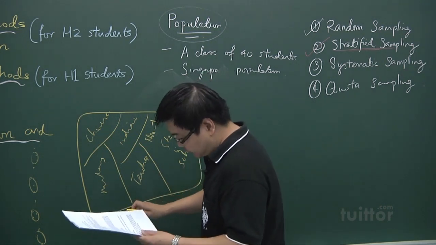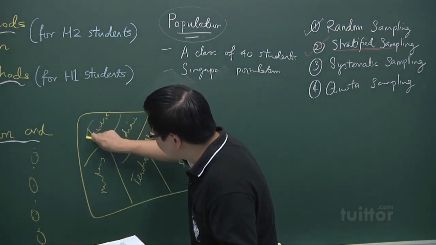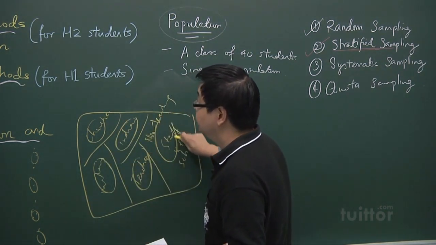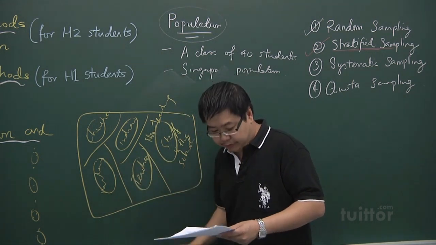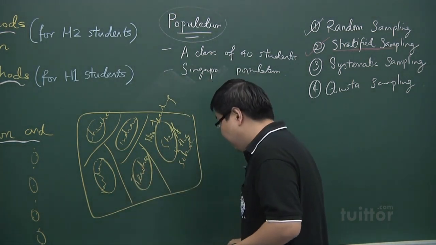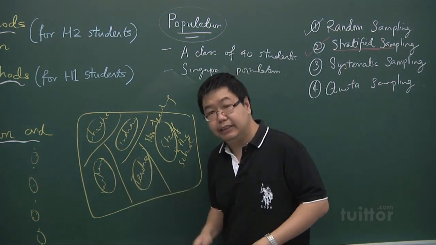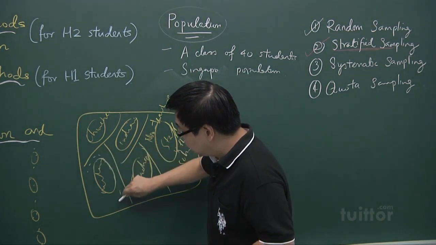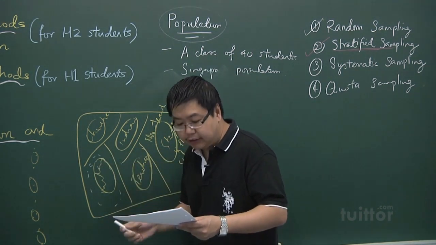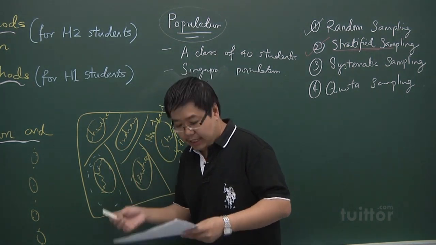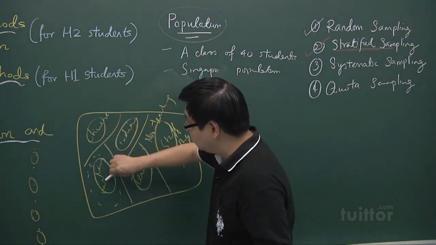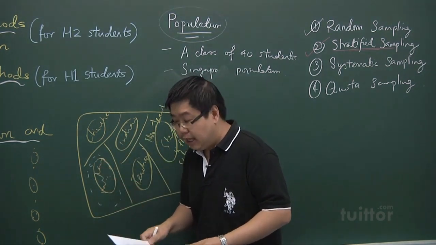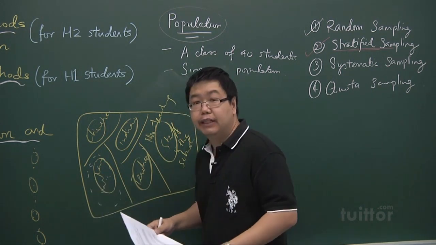And then we will select a sample from each of these subpopulations. And this sample that we select has to be, in a sense, random. So we must ensure that every member in this subpopulation has an equal chance of being selected. And then after which, we will do our analysis of the differences between the different subgroups. And that method is what we call stratified sampling.